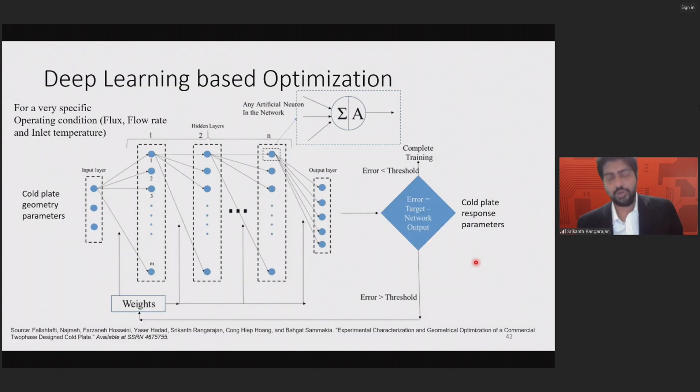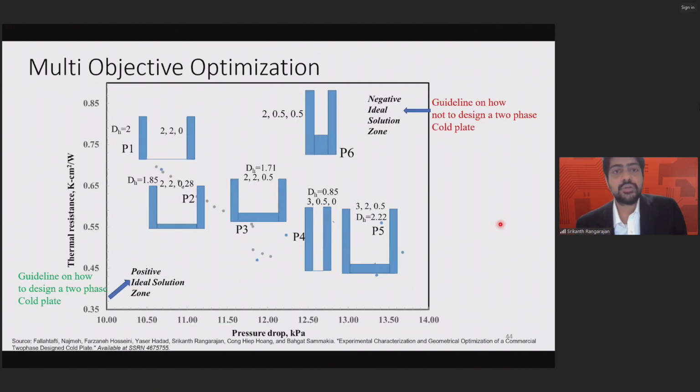And we did go to the neural network. As we saw, there are a lot of correlations available for flow boiling, but we wanted to develop a machine learning model very specific to this particular cold plate at a very specific operating condition, to test and see if we are able to really generalize this problem. The cold plate geometry parameters went in as an input, and we also had the cold plate response parameters as an output. And we have successfully built this neural network, and we have also done a multi-objective optimization.